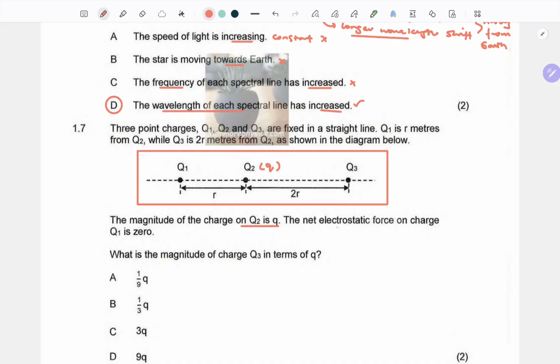Right, the next, sorry, I hate this word, you see, the net electrostatic force. Please stop using this word, man. The resultant, man. We're talking science, we're not talking money. Come on. Now, the resultant electrostatic force on charge Q1 is 0.